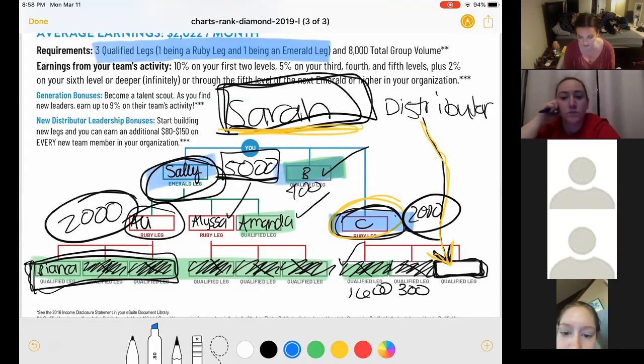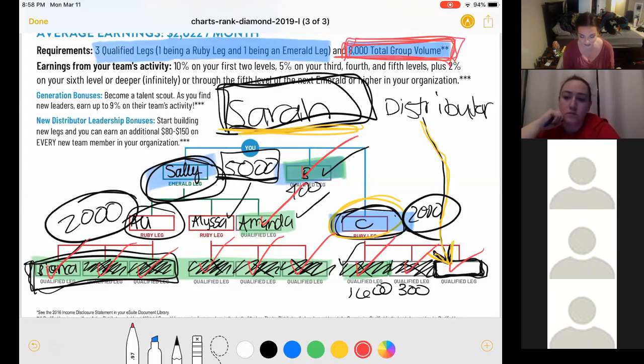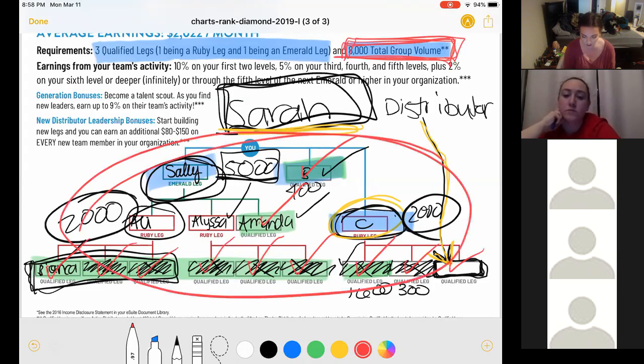But notice up here, she also needs 8,000 total group volume. So Sarah needs to make sure that no matter where it comes from, after all of these boxes, we're gonna do this in red so you can see. After all of these boxes are done, so again, when I talk about box volume, it means these people that need to be qualified legs or 400 boxes, once those are all done, then Sarah can just focus on this 8,000 total group volume needed. And that can come from anywhere on the team, including herself and her customers. So they don't need to be all brand new customers.